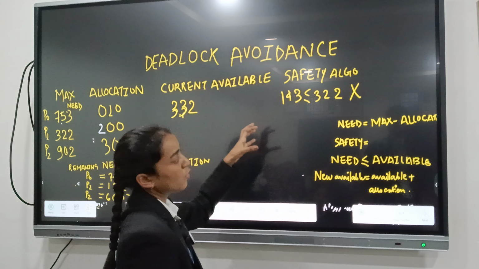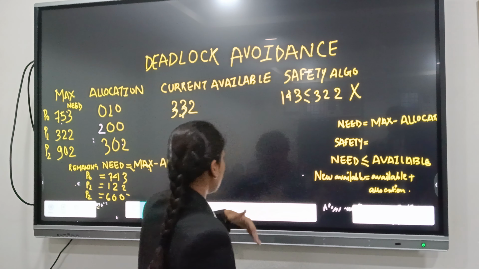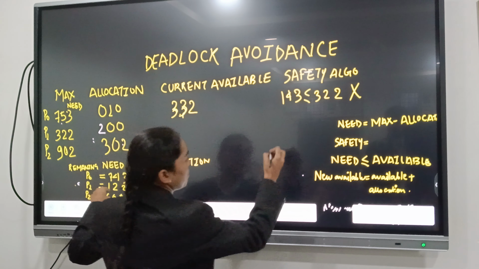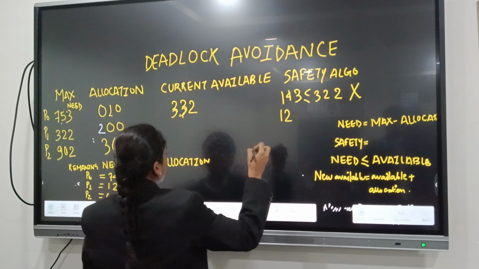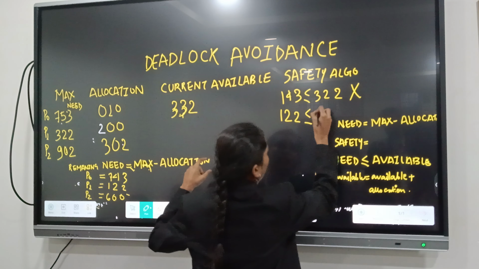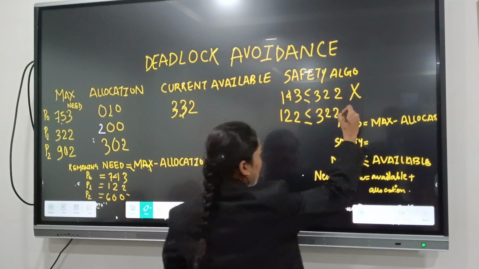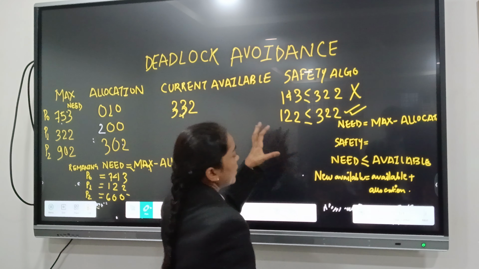It means that we are not going to provide any resource to process P0, and we will move to the next process, which is P1. In process P1, the remaining need is 122 and the available is still 332. We see that this condition is satisfied here, so this process will go in the safe sequence and it will not be in deadlock.